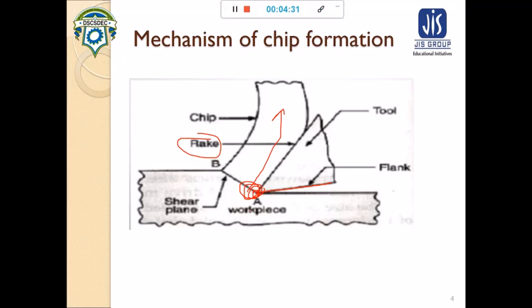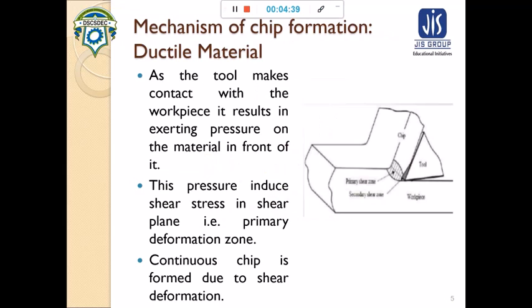Now the nature of shear deformation is different in ductile and brittle materials. In ductile material, when there is compression or pressure, shear stress is generated, and due to continuous generation of shear stress, a crack may be created, and that crack propagates slowly through the workpiece, so we can get a continuous chip in the case of ductile material.